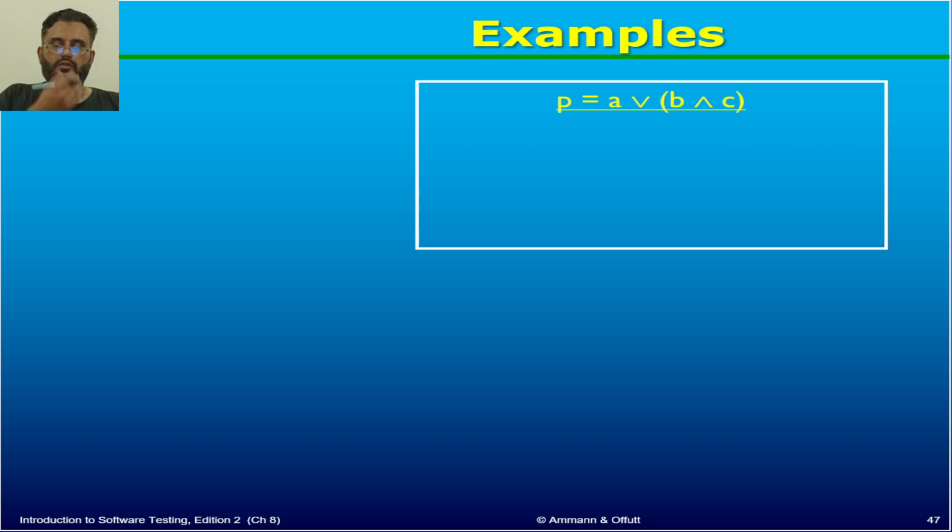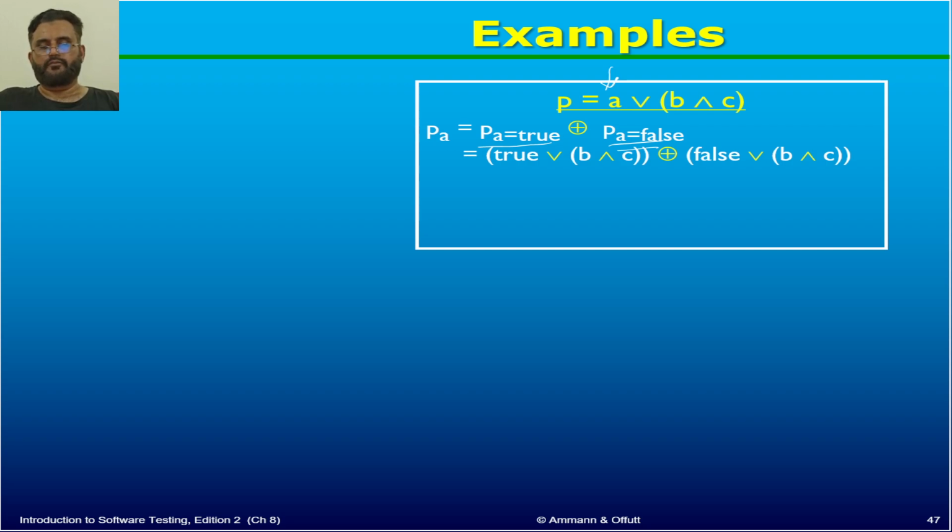So let's work out another, a bit more complicated example. Here, if we want to make A an active clause, we need to set two versions of the predicate. First, A equal to true, and then A equal to false. We connect both of those with an exclusive OR. You can see true OR (B AND C) on the left-hand side of the exclusive OR, and false OR (B AND C) on the right-hand side. Now we need to solve these.